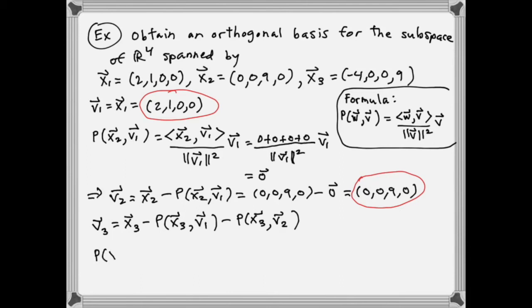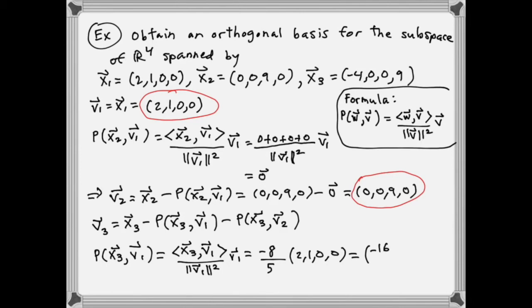The projection of x3 onto v1 is equal to the inner product of x3 with v1 divided by the norm of v1 squared times vector v1. What's the inner product of x3 with v1? We get just the number -8. So we get -8 over the norm of v1 squared, which is 2 squared plus 1 squared, which is 5, times vector v1, which is 2, 1, 0, 0. That gives -16 fifths, -8 fifths, 0, 0. We're going to need this; it's what we're going to replace this with.